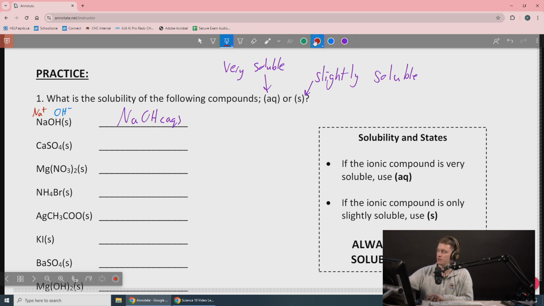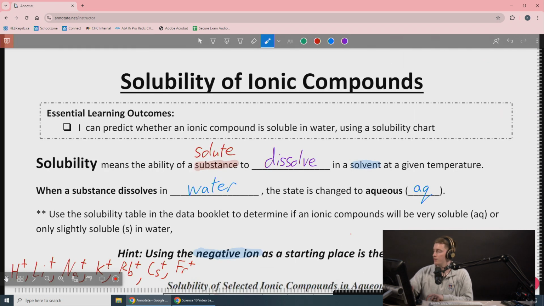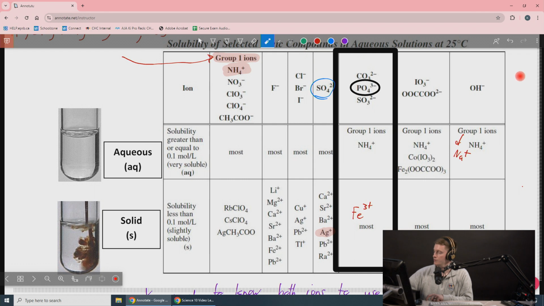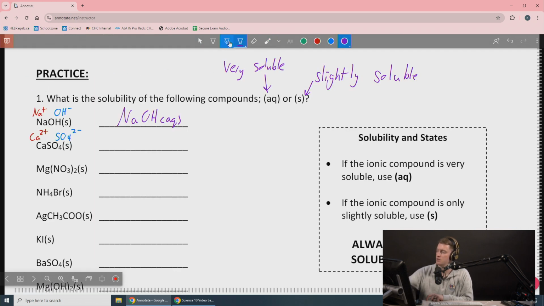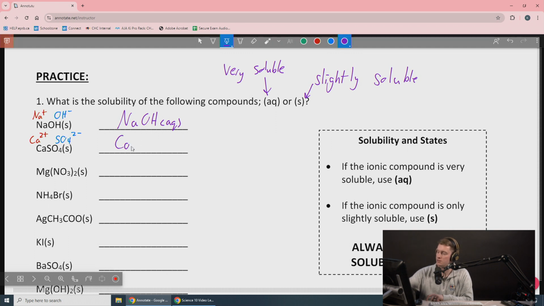We'll do one more. In this compound, our cation is calcium, Ca2+, and our anion is sulfate. We'll take a look at our solubility table. We'll find sulfate, and we'll track down. In this section, calcium is specifically pointed out as being in the slightly soluble category. So this will keep its solid state if you place it in water, whereas sodium hydroxide will become aqueous or dissolved in water.